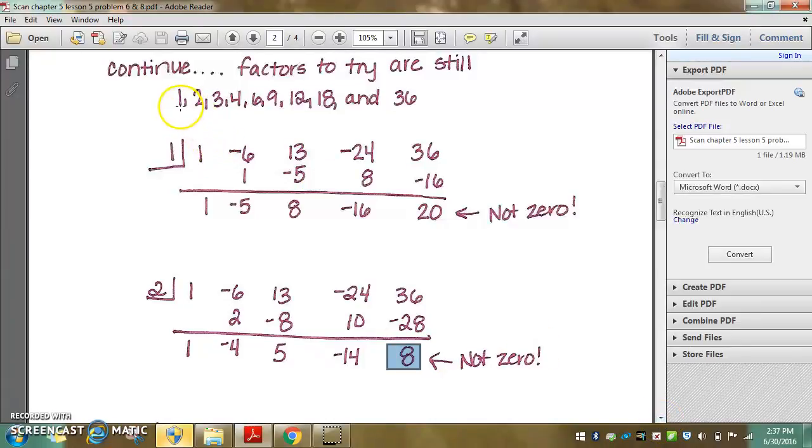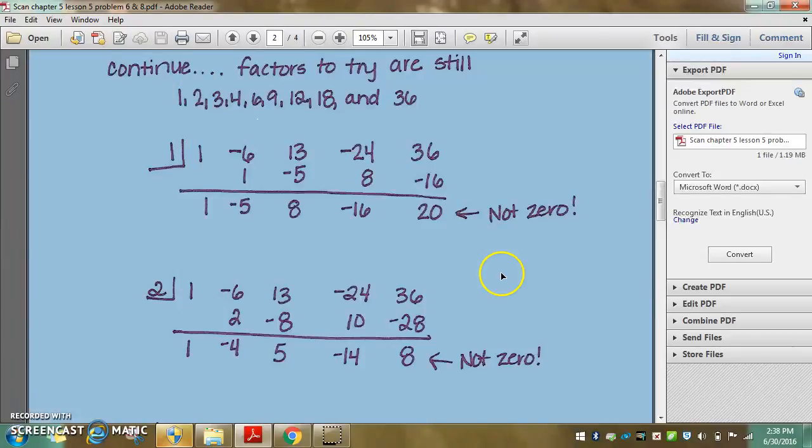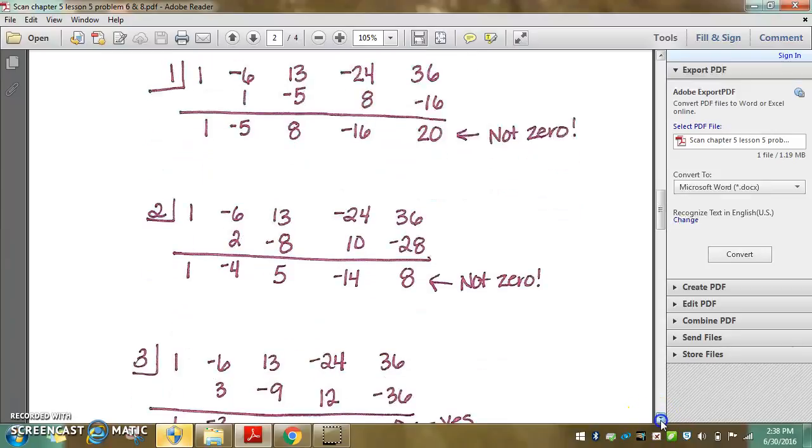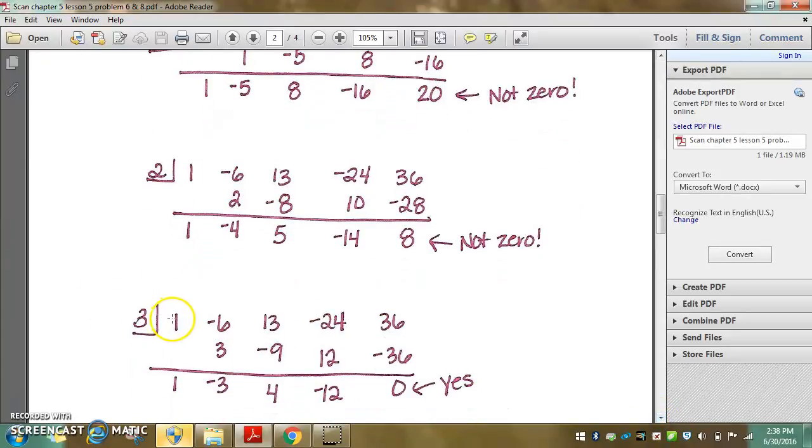I'm just going down the line, right? 1, 2, checked them, cross them off. Done with those, let's go on to 3. Let's check 3. Same thing, 1 comes down. 3 times 1 is 3. Add, negative 3. Multiply, negative 9. Add, 4 times 3, 12. Add, negative 12. Negative 12 times 3, negative 36. Hey, we have a 0. Yay! So 3 right here, that is going to be a real 0 of our function.